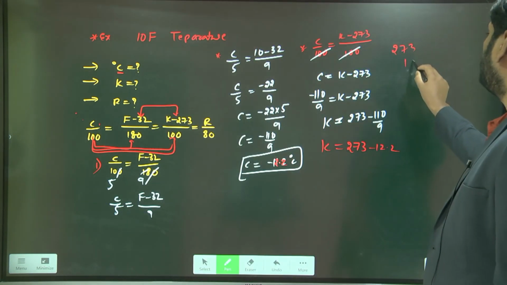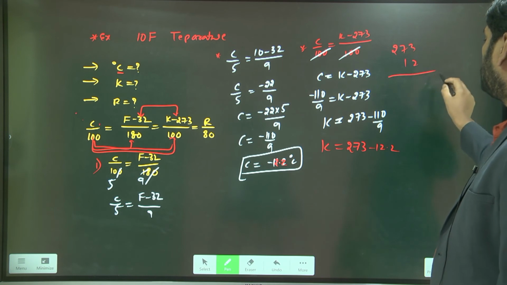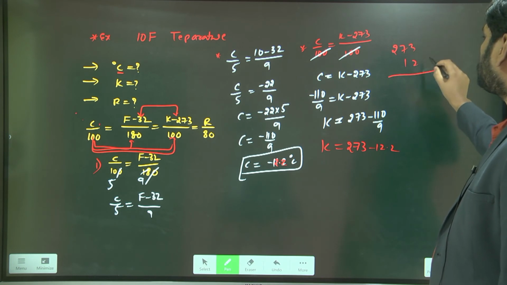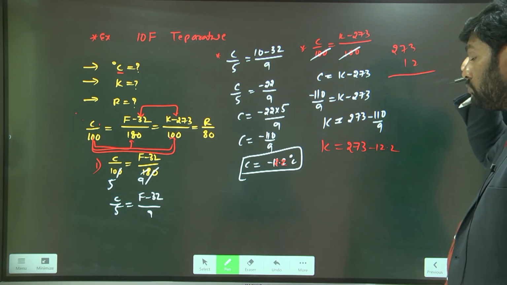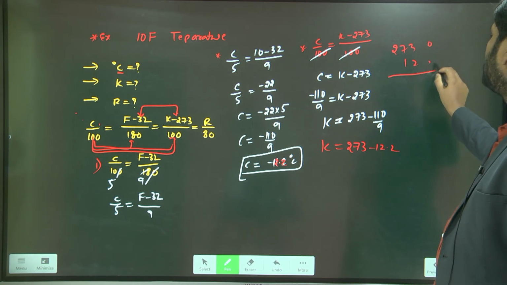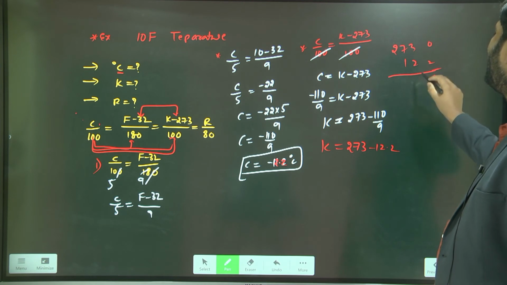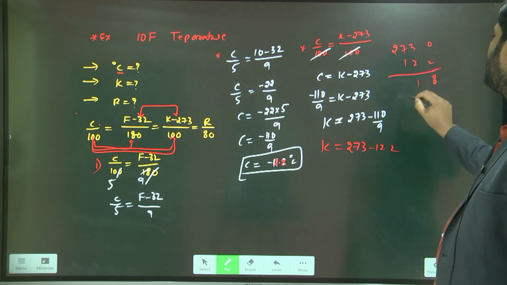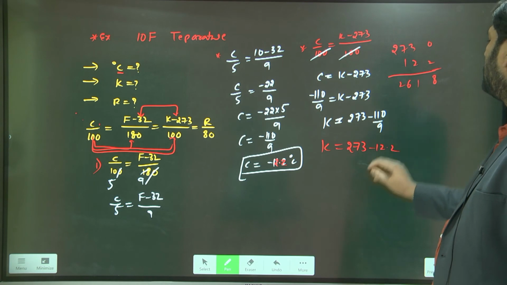273 minus 12, subtract it, how much will you have? Checking, sir. 261, sir. So here this is 1, this is 6, yeah, 261.